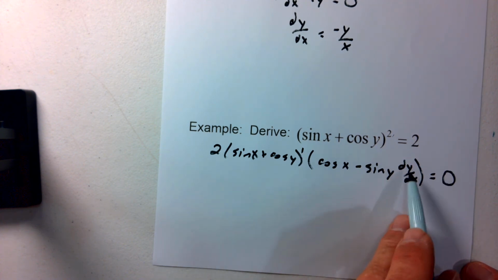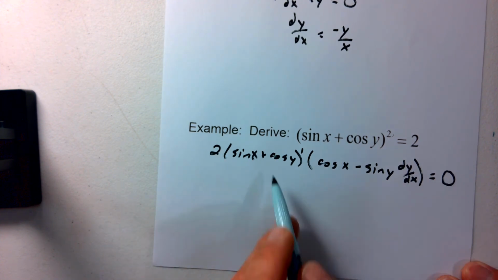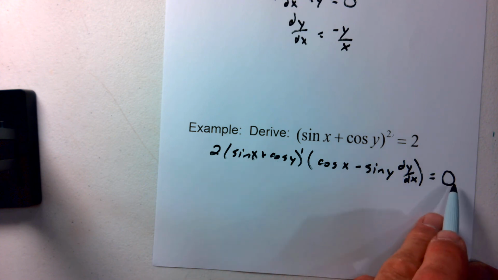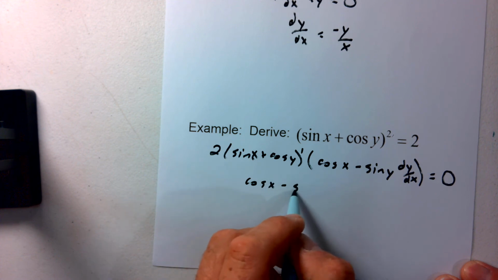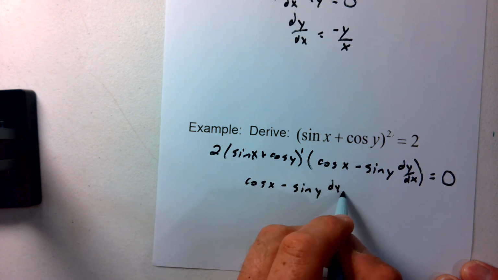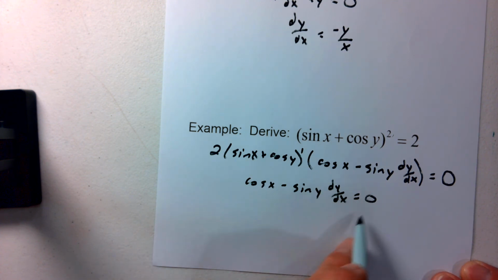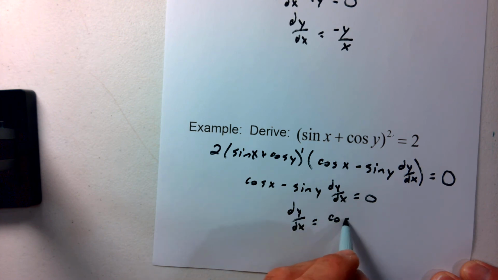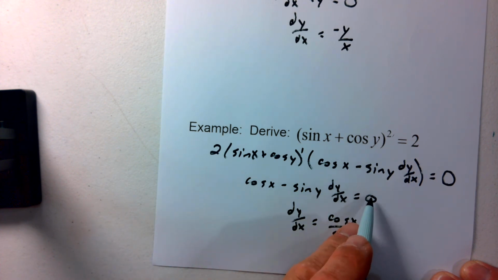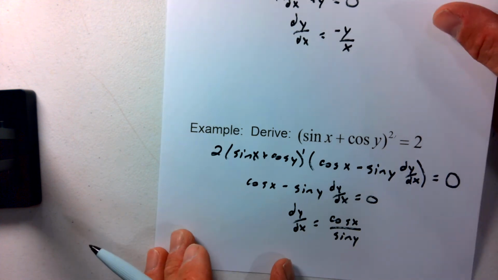Now I can go ahead and again get dy/dx by itself. I'm going to divide by 2. Look, still 0. Divide by the sine of x plus cosine of y, 0. So I have the cosine of x minus the sine of y times dy/dx is going to equal 0. So I can subtract my cosine, divide by sine, and dy/dx is going to equal the cosine of x over the sine of y. Remember, this was a negative cosine coming over. Divide by a negative sine gives us a positive cosine of x over the sine of y.